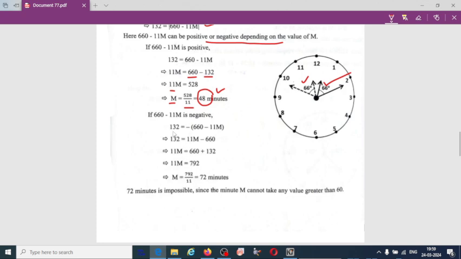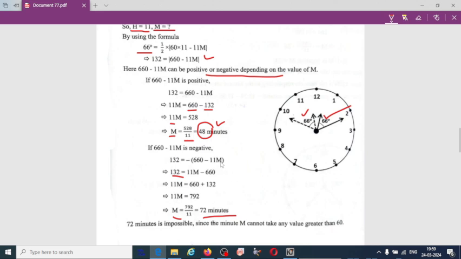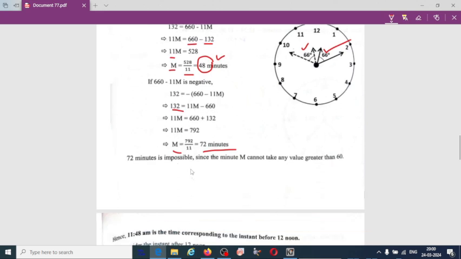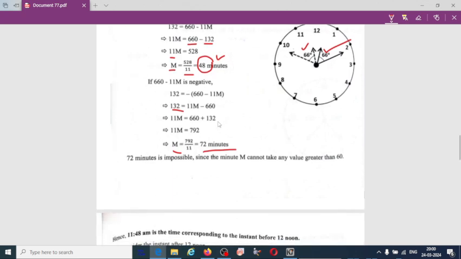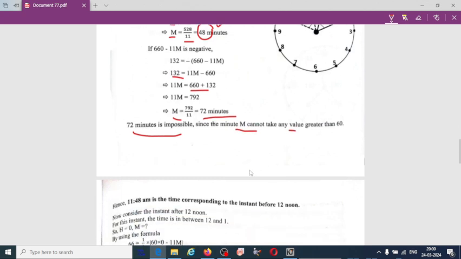If you add 132, that would be m equal to 72 minutes. So it may be positive or negative. That's why you are going to have two values here, negative 48 and plus 132. If you add, 72 minutes is impossible because a maximum of 60 minutes will be there in 1 hour. So m cannot take any values greater than 60.